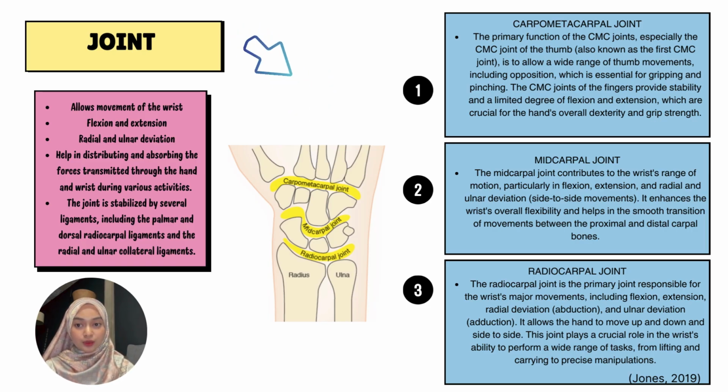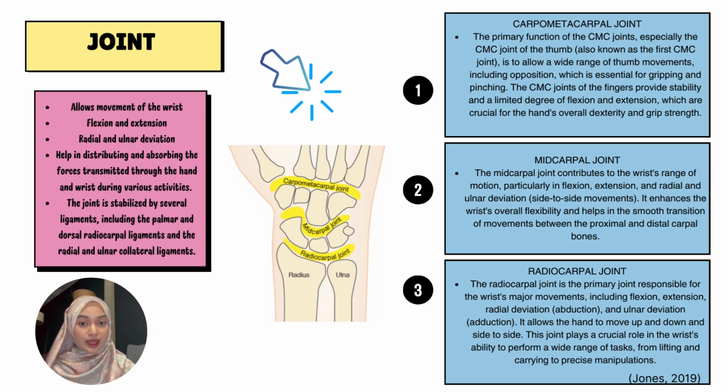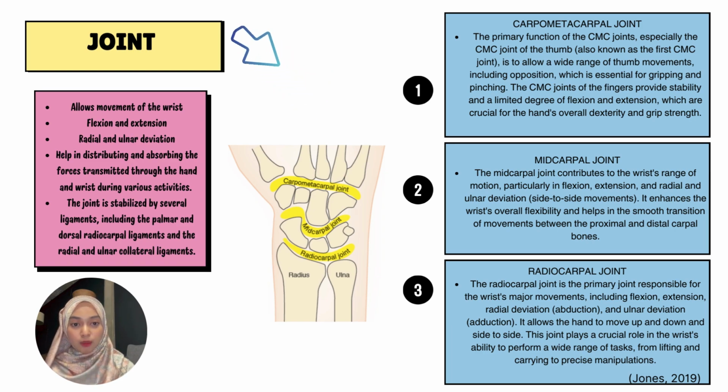It also helps in distributing and absorbing the forces transmitted through the hand and wrist during various activities. The joint is stabilized by several ligaments, including the palmar and dorsal radiocarpal ligaments and the radial and ulnar collateral ligaments. There are three types of joint that should be highlighted at the wrist. First, we have the carpometacarpal joint, mid-carpal joint, and radiocarpal joint.